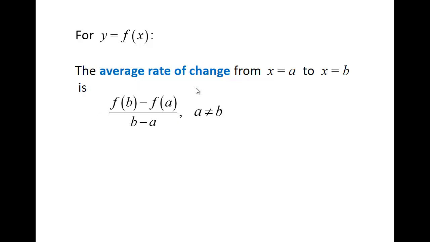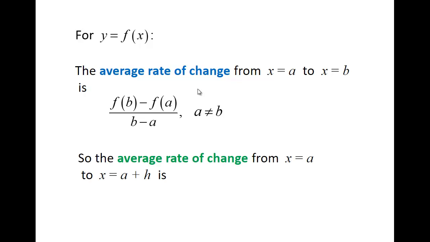So this is the average rate of change of the function from x equals a to x equals b. What is the average rate of change of this function from x equals a to x equals a plus h? Well, that's going to be f of a plus h minus f of a over h, because now a plus h minus a is h. So h is the change in the input x, and the numerator is the corresponding change in the output of the function.